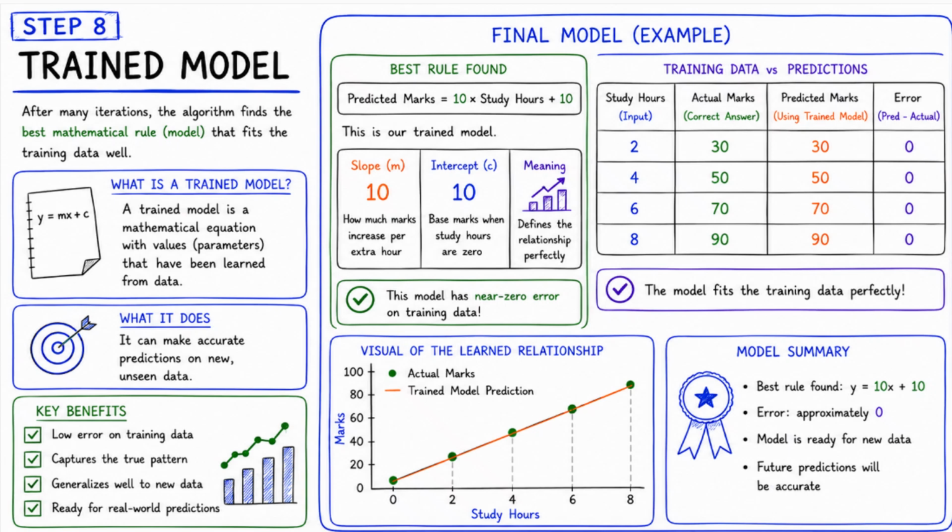Now let's test this trained model on all the training examples. For every study hour value, the predicted marks exactly match the actual marks. As you can see, the error for every training example is 0. The graph also shows that the prediction line passes through all the training data points, which means the model has successfully learned the relationship between study hours and marks. At this stage, the training is complete. The model has learned the pattern from the training data and is now ready to make predictions on new unseen data.